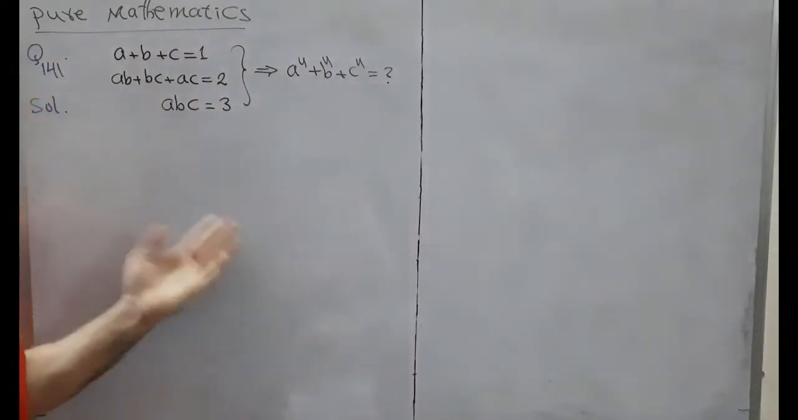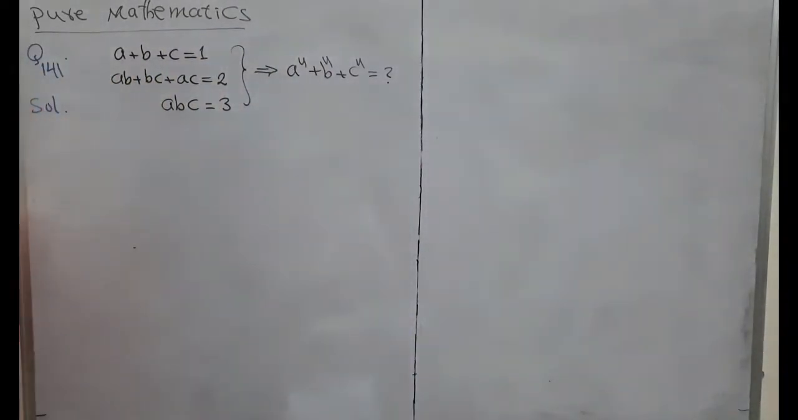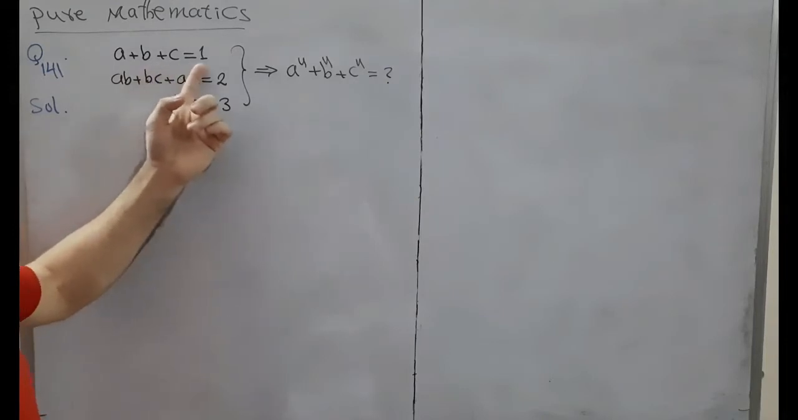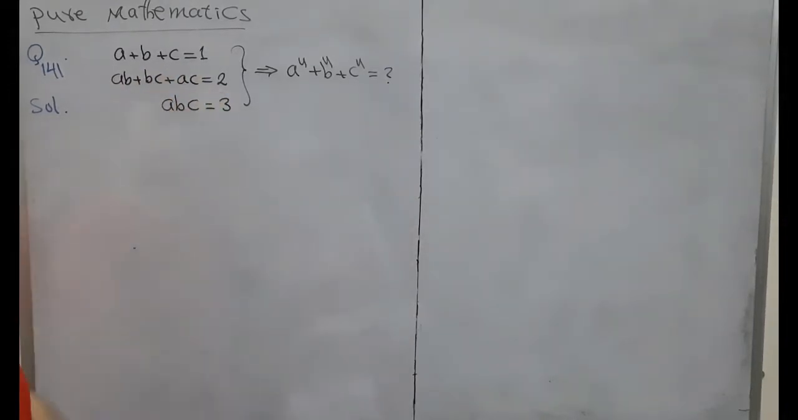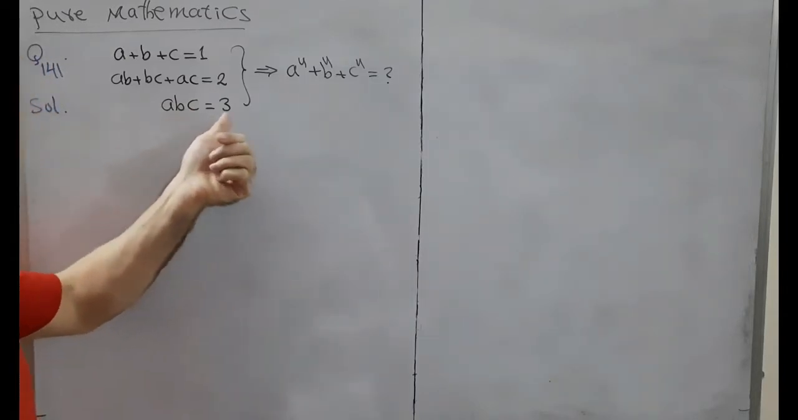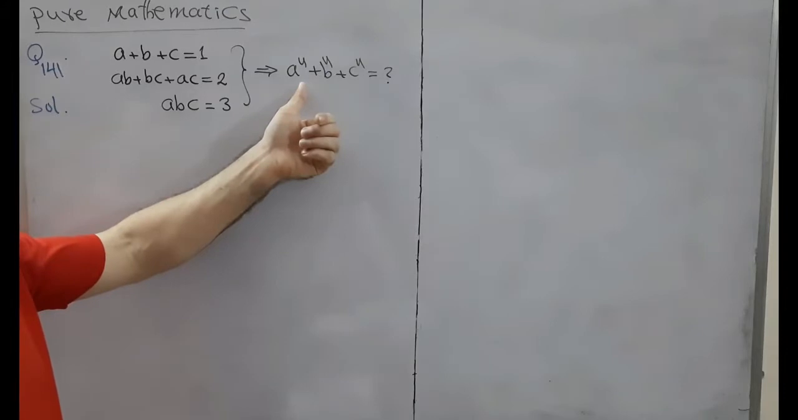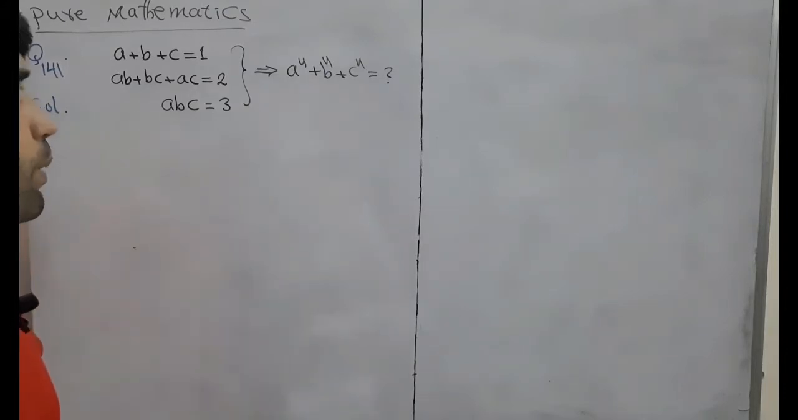It is question 141. In this class, we have a plus b plus c is equal to 1, ab plus bc plus ac is equal to 2, and a into b into c is equal to 3. Then we have to find a to the power 4 plus b to the power 4 plus c to the power 4 is equal to question mark.